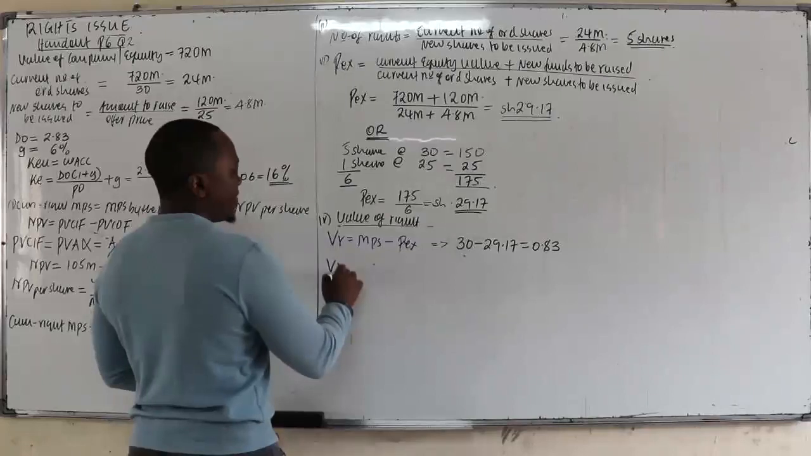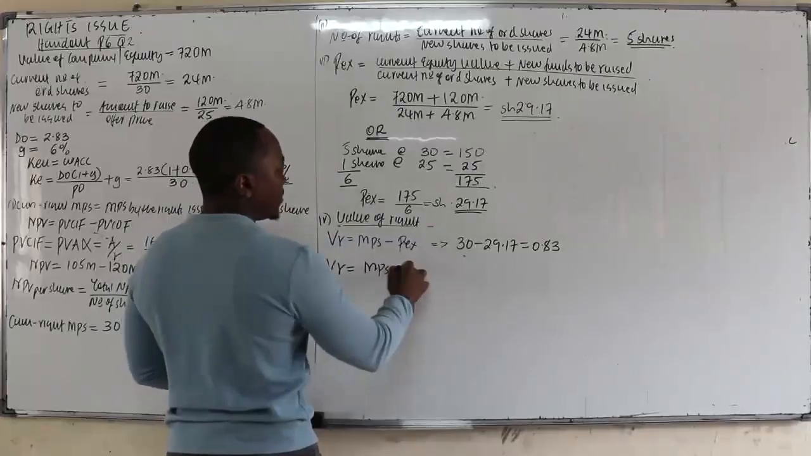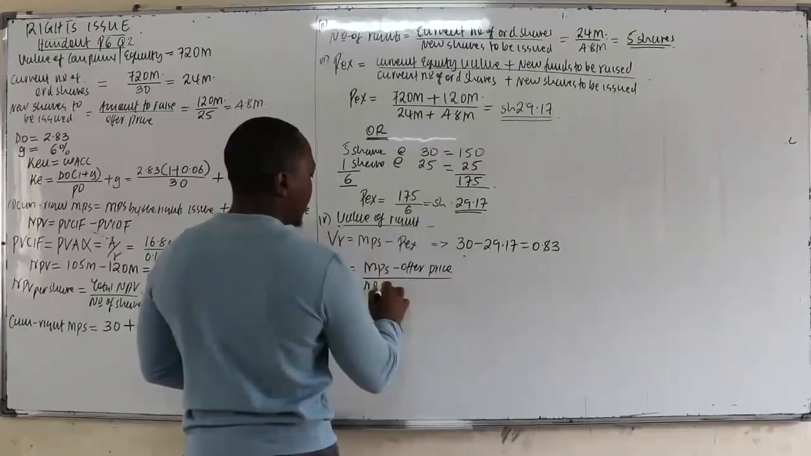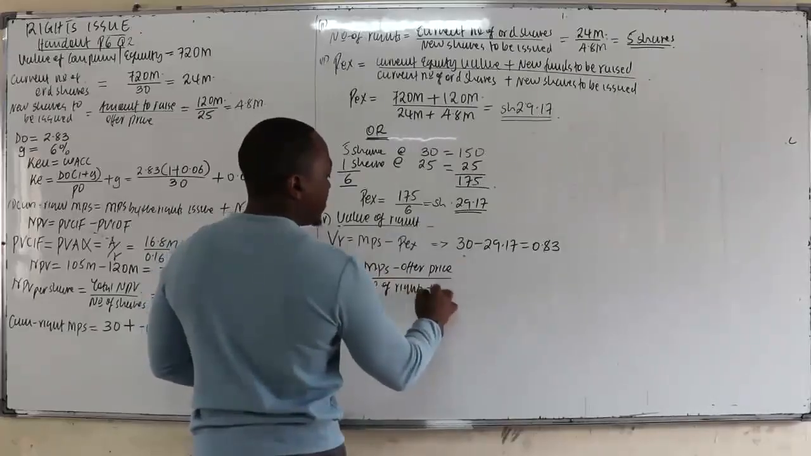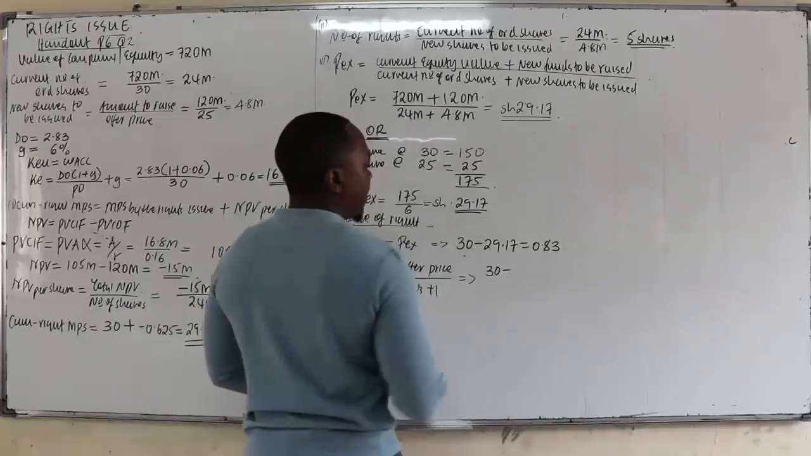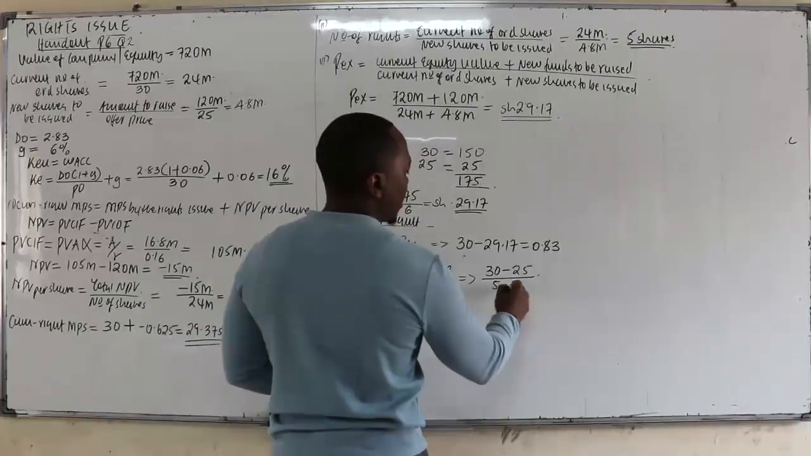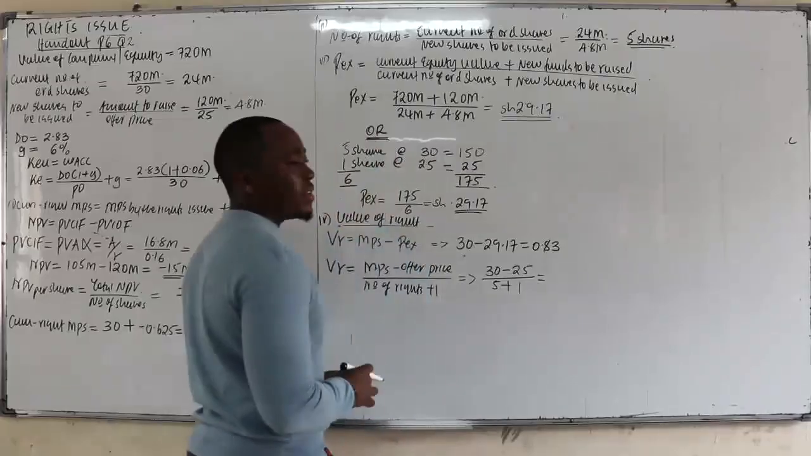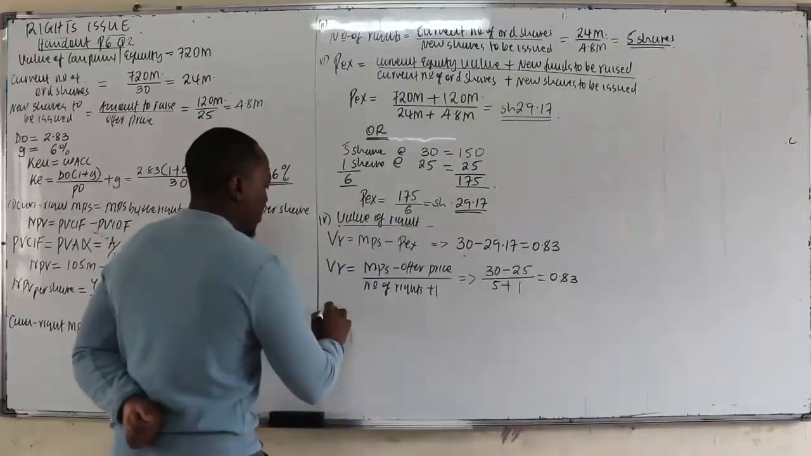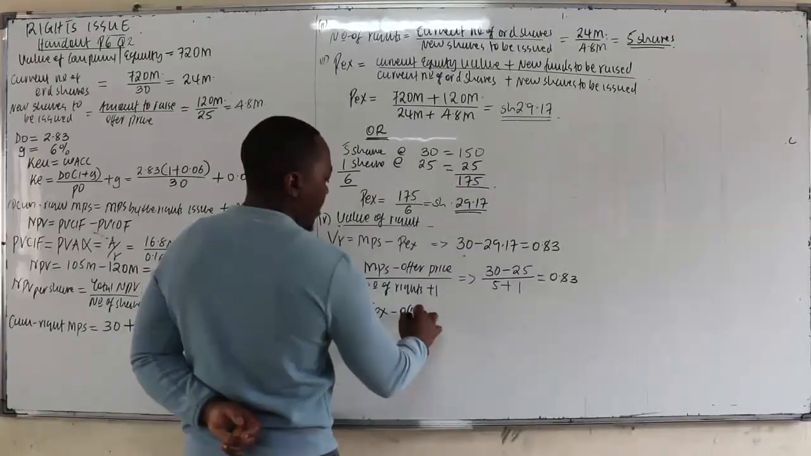Or to get the value of the right, you take the market price per share minus the offer price, you divide by the number of rights plus 1. So the market price per share is 30 shillings, you minus the offer price of 25 shillings. The number of rights we have is 5 shares, we add 1. 5 over 6, 0.83.